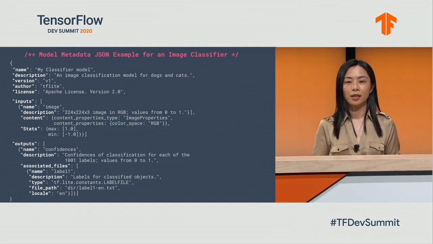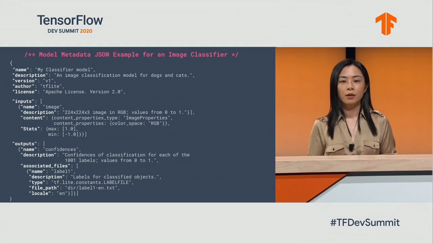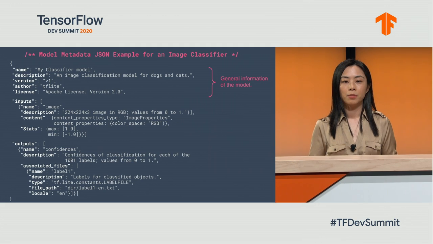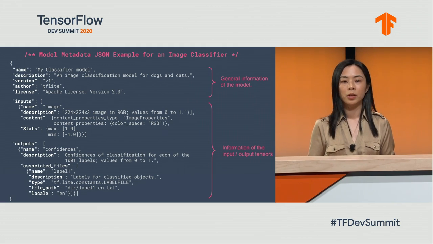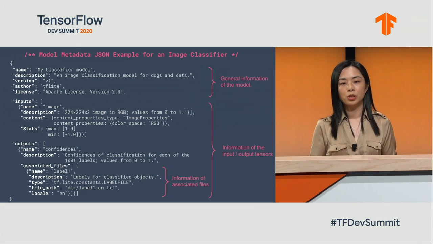Let's look at an example of the metadata of an image classification model. First, there is some general information about the model, such as name, description, version, and author. And then for each input and output tensor, it documents the details, such as name and description, the content type, which is for things like image or a bounding box, and the statistics of the tensor, such as min and max values. And it also has information about the associated files that are related to a particular tensor. For example, the label file of an image classifier that describes the output.